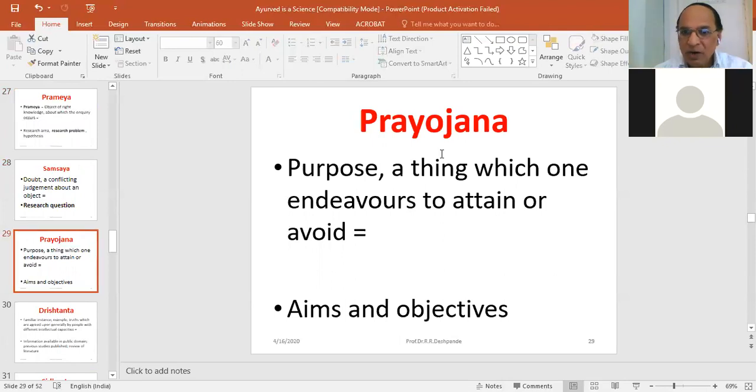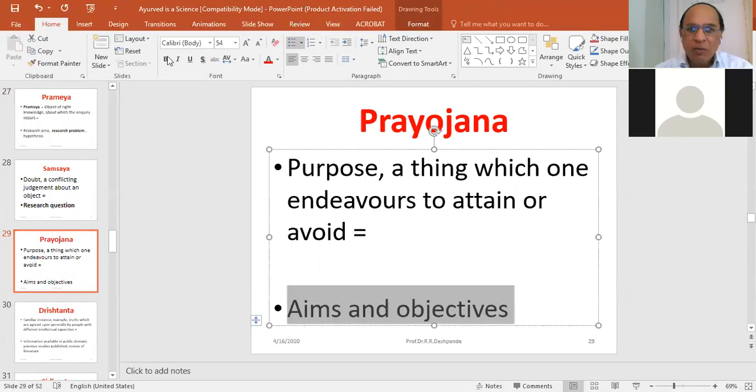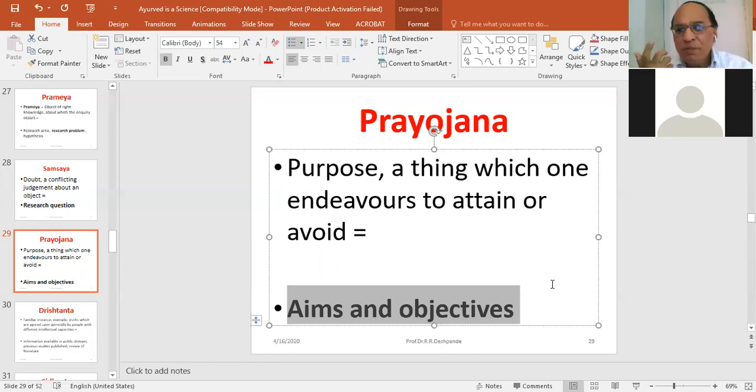Prayojana, a Sanskrit word. It can be compared with the aims and objectives of our research. What is my aim? To find out the efficacy of Amrutadi Gugulu in rheumatoid arthritis patients. This is my target or the aim. And what are the objectives? Objectives are the steps to reach my aim. Objectives are the steps 1, 2, 3, 4 to reach my target.